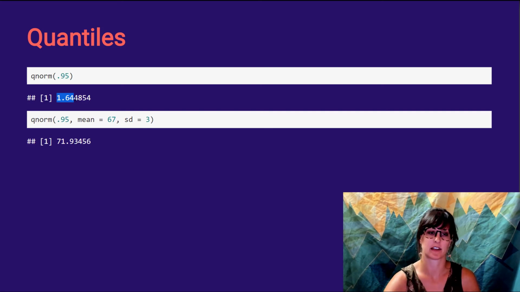Or if you want to think of it in real world context, 95% of people are shorter than what? That's what I'm asking here. I'm saying a mean of 5'7", standard deviation of 3 inches. 95% of people are shorter than what? And R says, about 72 inches. About 6 feet tall.